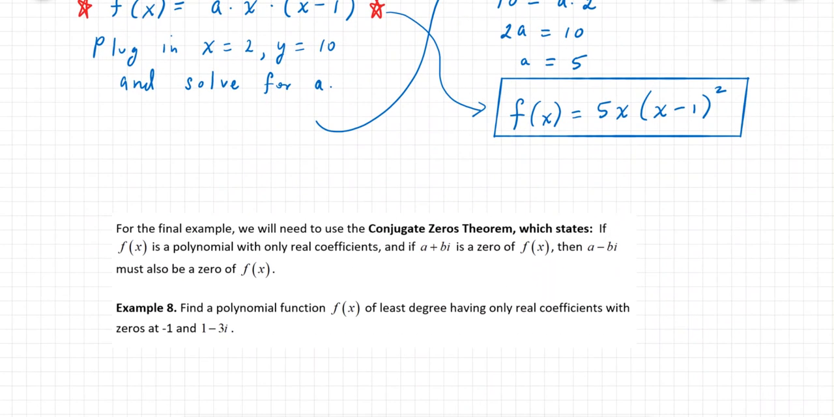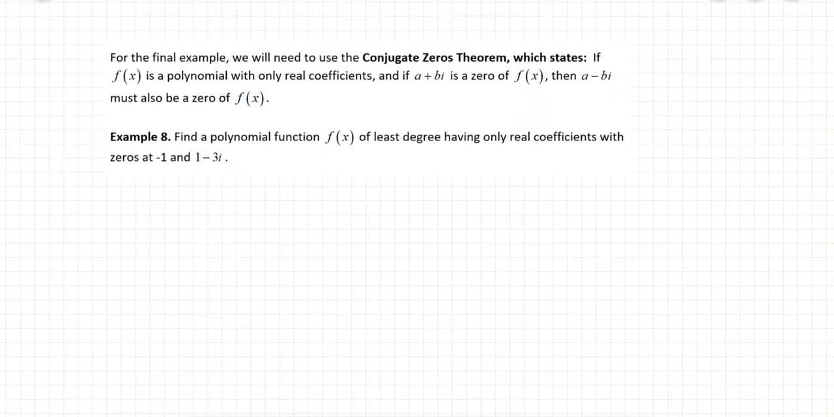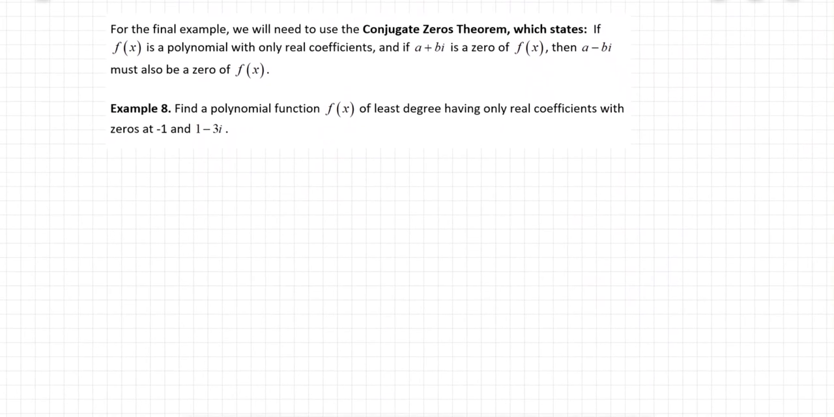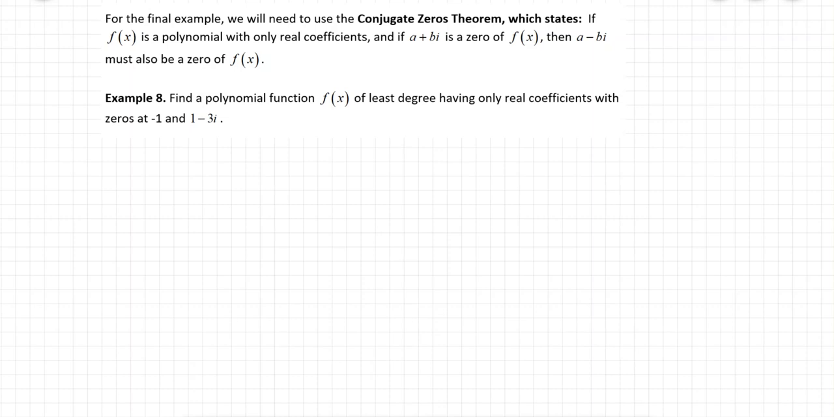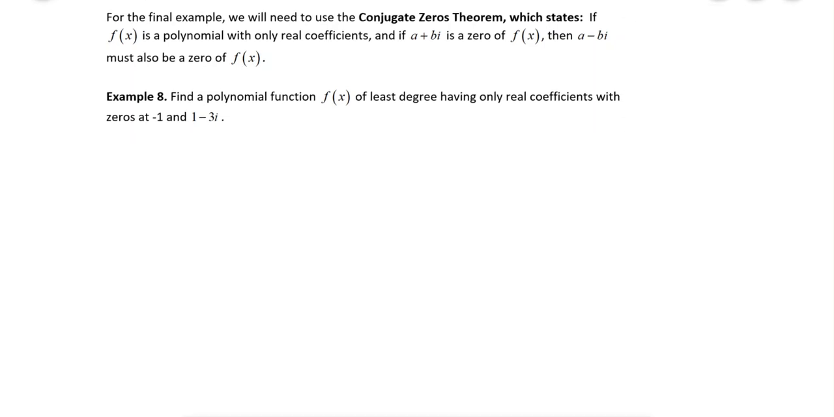Okay, let's do one more. It's just a little bit tricky, but it's not too bad. I'll explain the conjugate zeros theorem in just a minute, but let's just go ahead and get started on the problem first. So the problem says find a polynomial of least degree with real coefficients with zeros at -1 and also 1 minus 3i. So we'll use the factor theorem again.